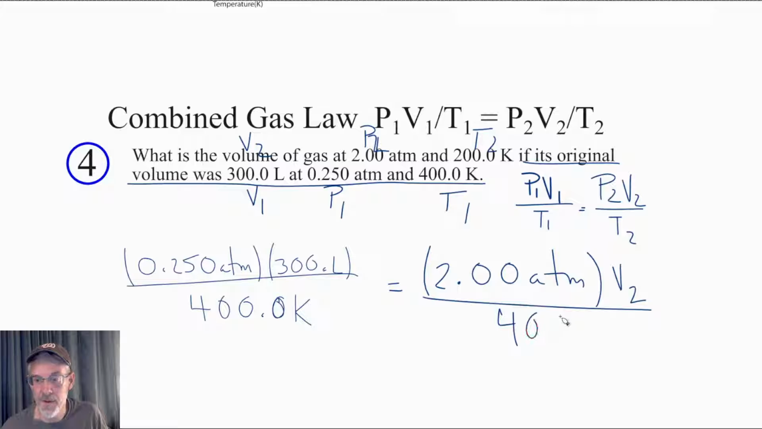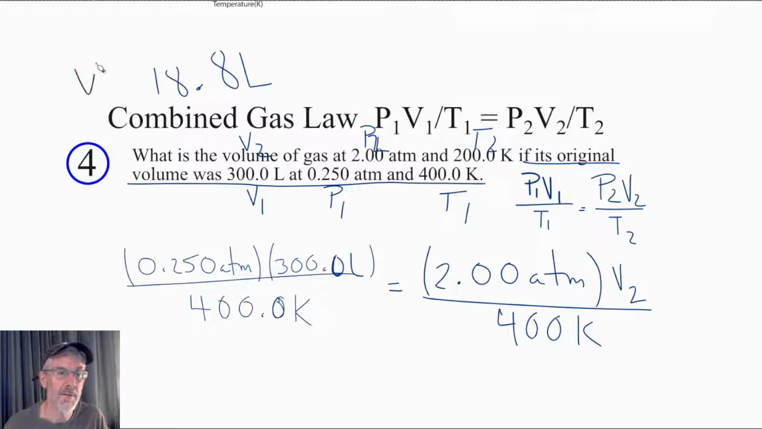And that was 400 K. If you do all the algebra, you divide, you cancel out, you should end up with liters as your answer. And for this one, I ended up with 18.8 liters. I did that number because I had 3 significant figures here, so I wanted to have 3 numbers. So I would go 18.8 on that.